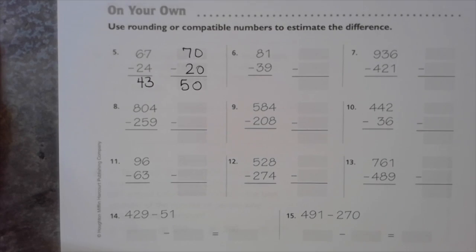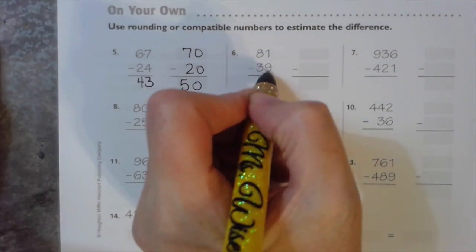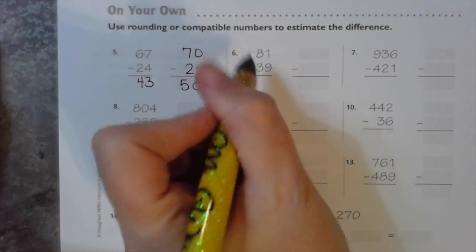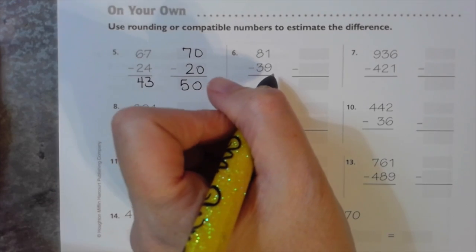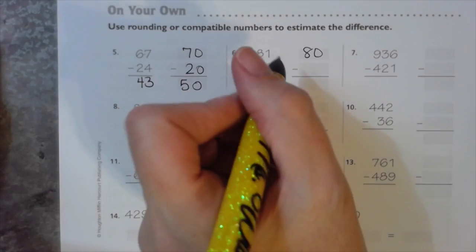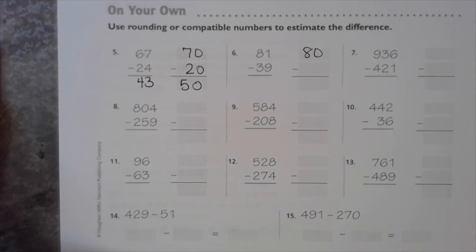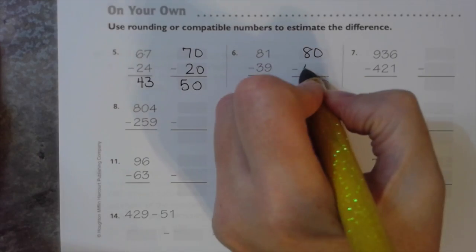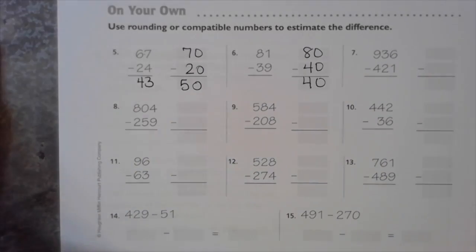Let's do this next one. Excuse me. 81 minus 39. 81, what's it going to round to? Class. 80. Geniuses. 39, what is that going to round to? Adley. 40. 80 minus 40 is 40.